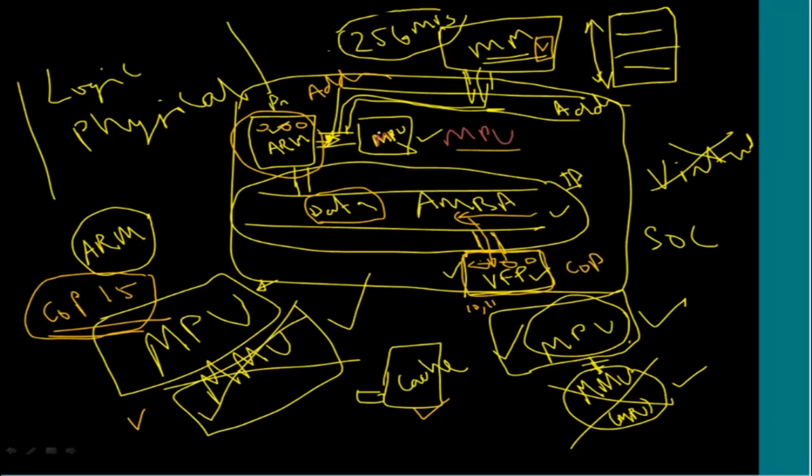Whereas in the case of MPU or MMU, they need to be connected to the address bus because they have something to do with the translation of the address, that is MMU's job. I will talk about that later. But MPU's job is to protect the memory accesses. Different areas of memory it wants to protect. So that is the functionality of MPU, which I will go into detail now.